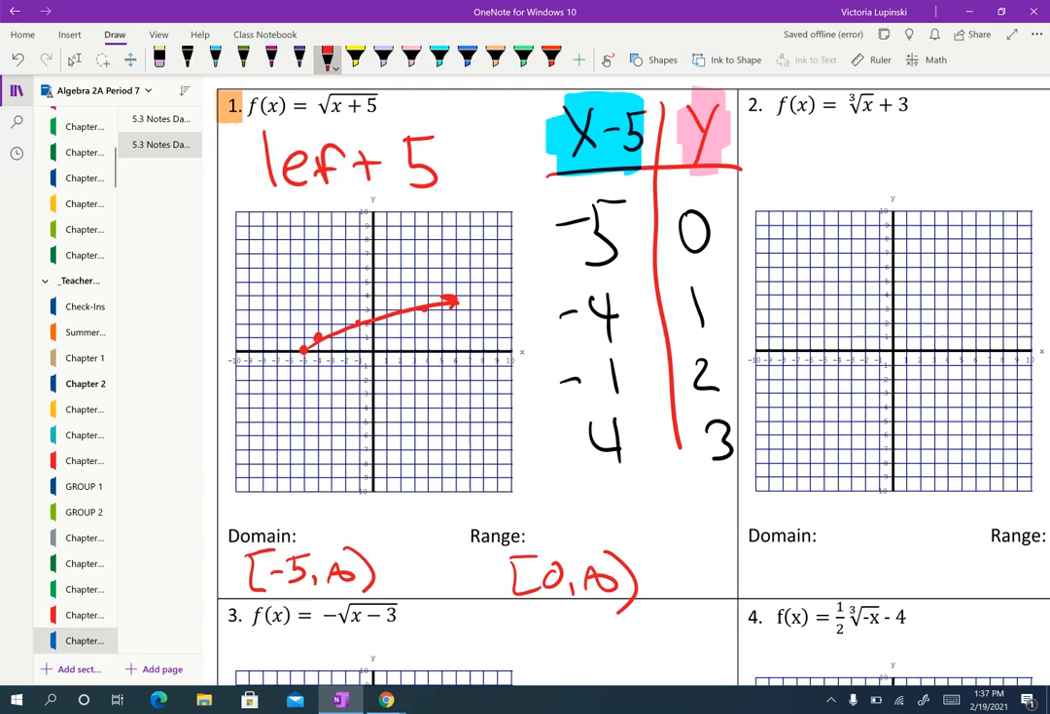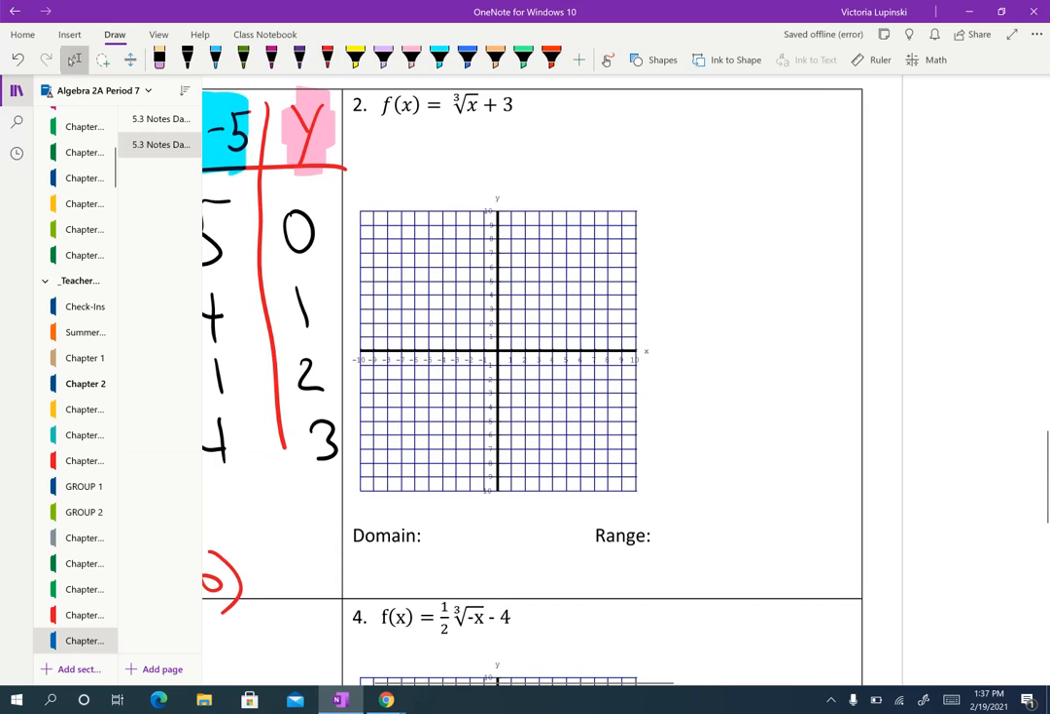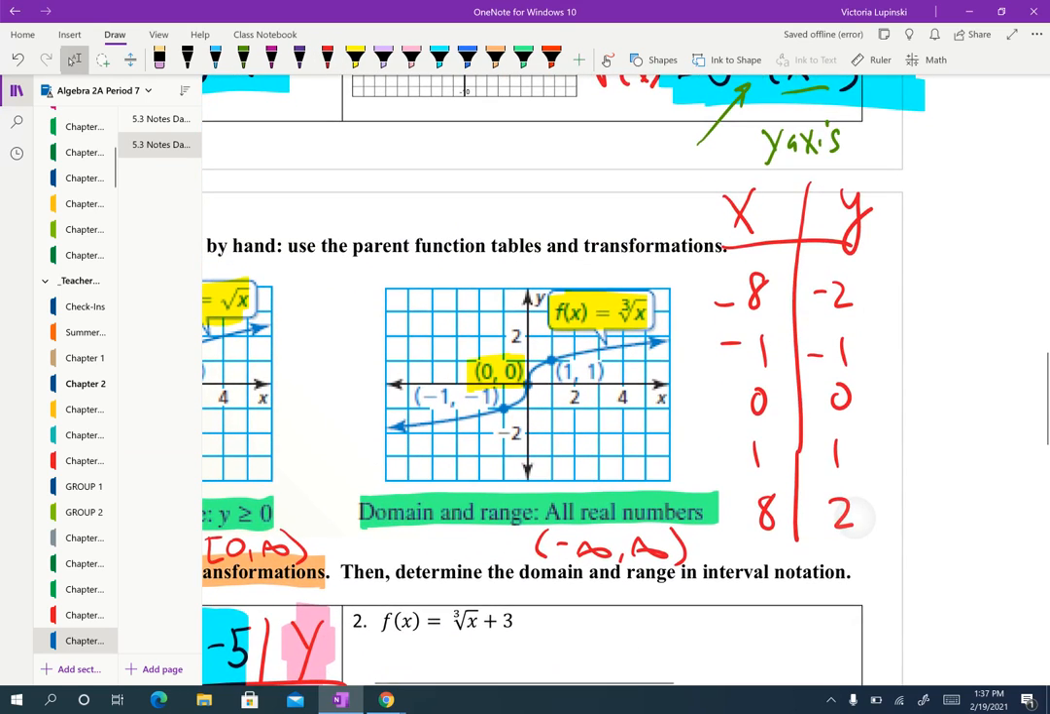So this is how we would teach you in a normal school year, but it's even easier for you now because you have access to your notes. So you have no excuse for not having the right ordered pairs because you can literally just look at them. Here for number 2, again, just notice that this is a cubic. So I have to use the cubic table from above.